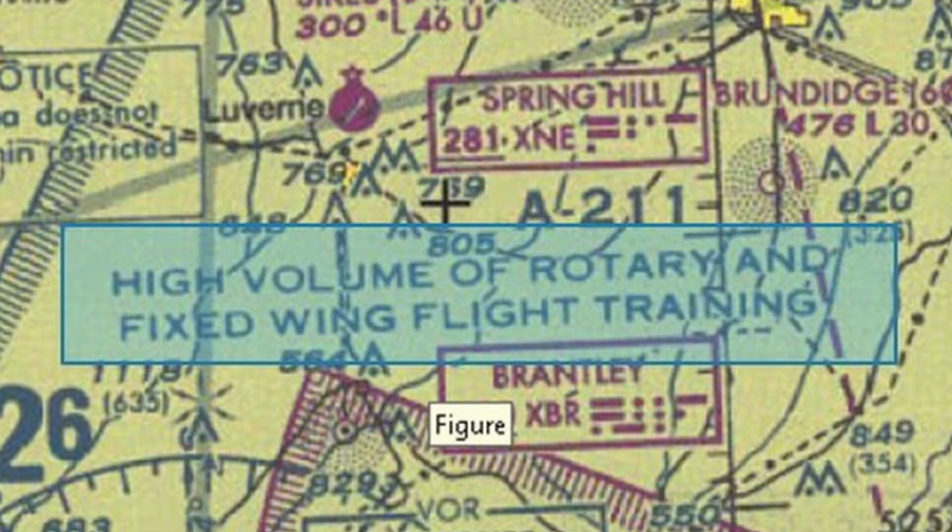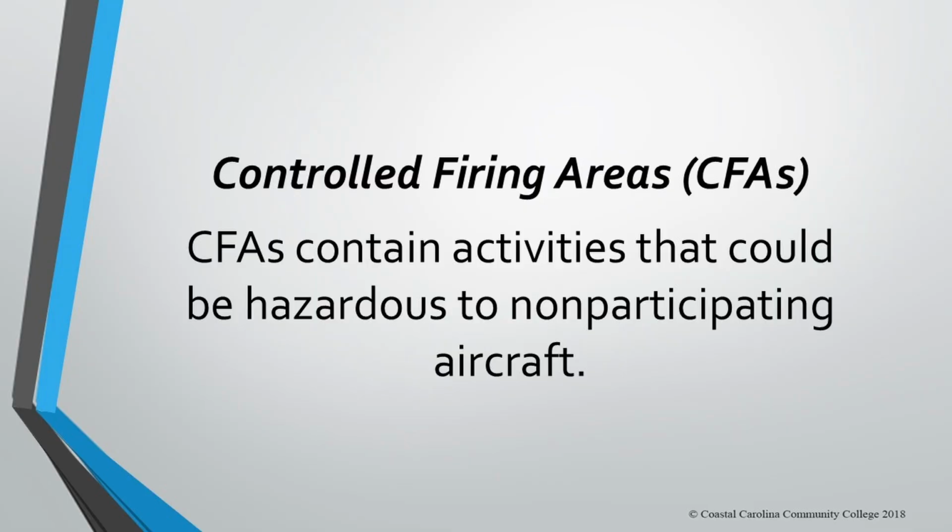So one of the ways that you might see an alert area, you see right above the cyan box, it says A-211, but the cyan box gives you the specific details on why it is an alert area. The last one is controlled firing areas. CFAs contain activities that could be hazardous to non-participating aircraft.